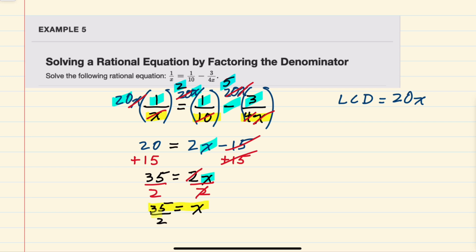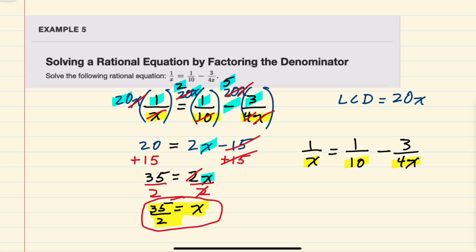This does not simplify, but I do need to confirm that plugging in this value for x does not make any of these denominators 0. And so plugging in 35 halves doesn't turn any of these denominators into 0. So this is a valid solution.